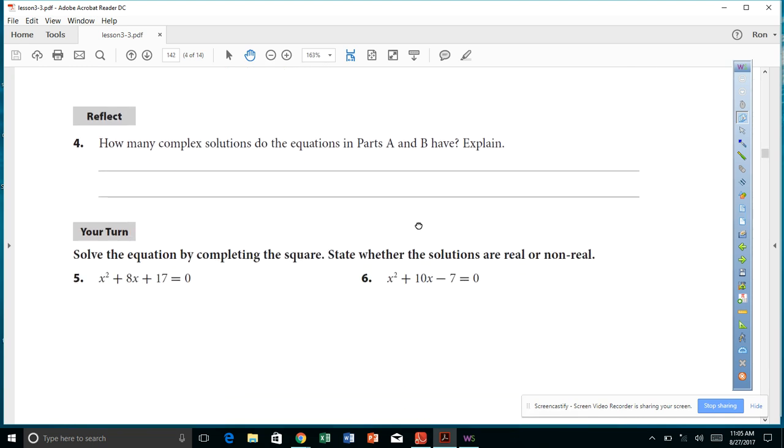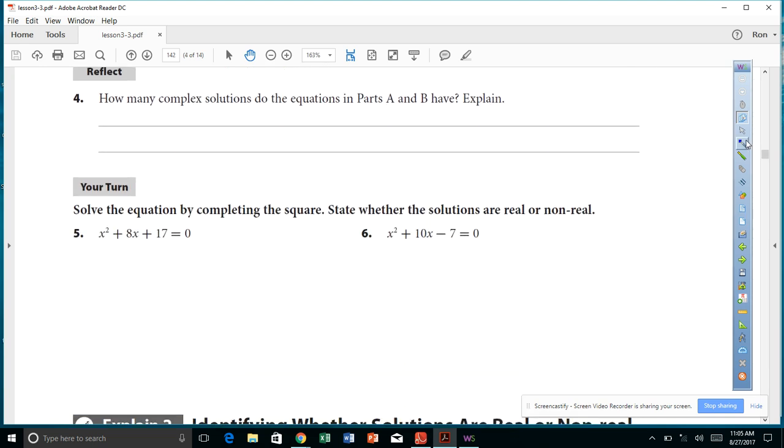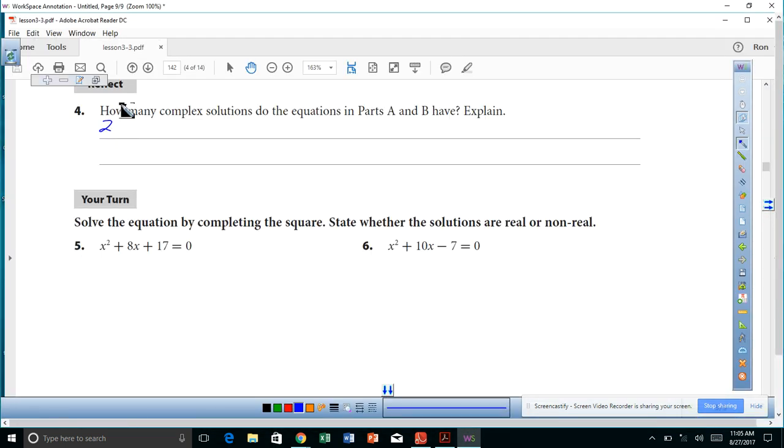Reflect. How many complex solutions do the equations in part A and part B have? Explain. Both equations have two complex solutions. So both have two complex solutions. They always come in pairs. Remember, it's plus or minus, so they'll always come in pairs, because the set of complex numbers includes all real numbers as well as all non-real numbers.